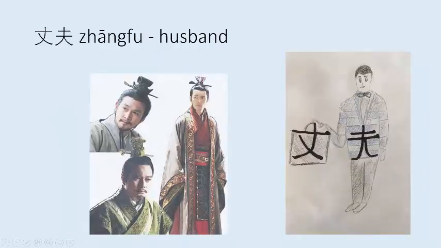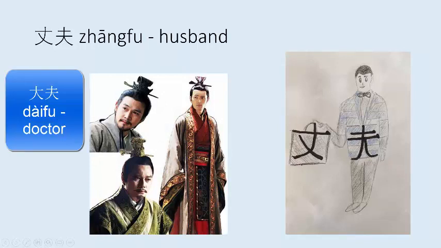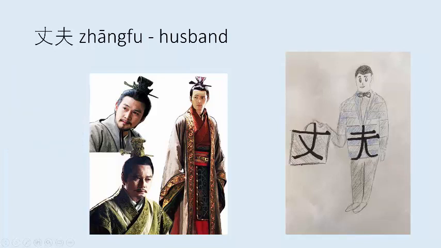The next character is Zhangfu, husband. We already saw the Fu before in Daifu for doctor. Remember, it's the character big, and then you add the extra line on top to indicate an adult man who ties their hair up with a hairpin. And then the Zhang means husband. It's like a person radical but more complex.